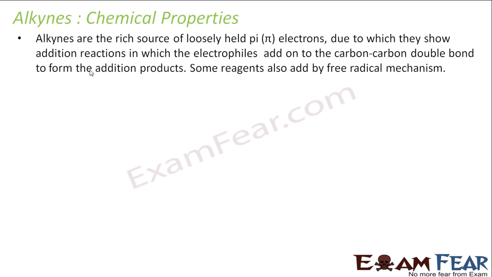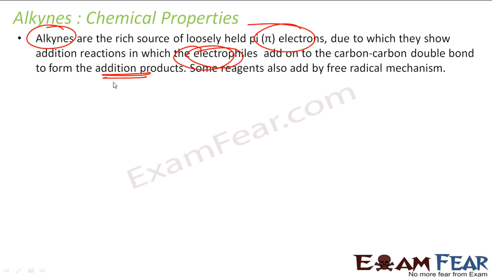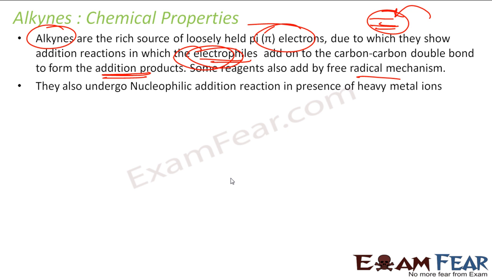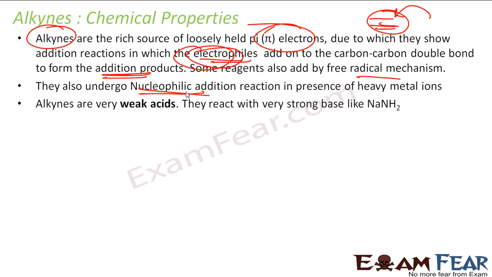Now we'll talk about the chemical properties. We see alkynes have a rich source of pi electrons, right? So they easily go for addition reactions. Most of them are electrophilic addition reactions, similar to alkenes, since we have pi electrons here. So the electrophiles, the ones which love electrons, can easily attract this. And since they are triple bonds, you can break one to form a double bond and a single bond. So they generally go for electrophilic addition reaction, but in some cases they also go for free radical reactions. They also undergo nucleophilic addition reaction in the presence of heavy metal ions.